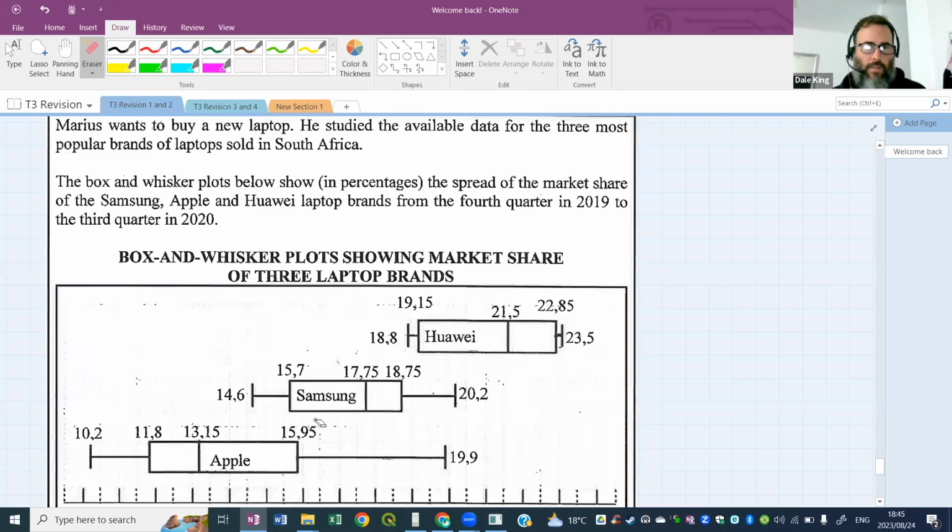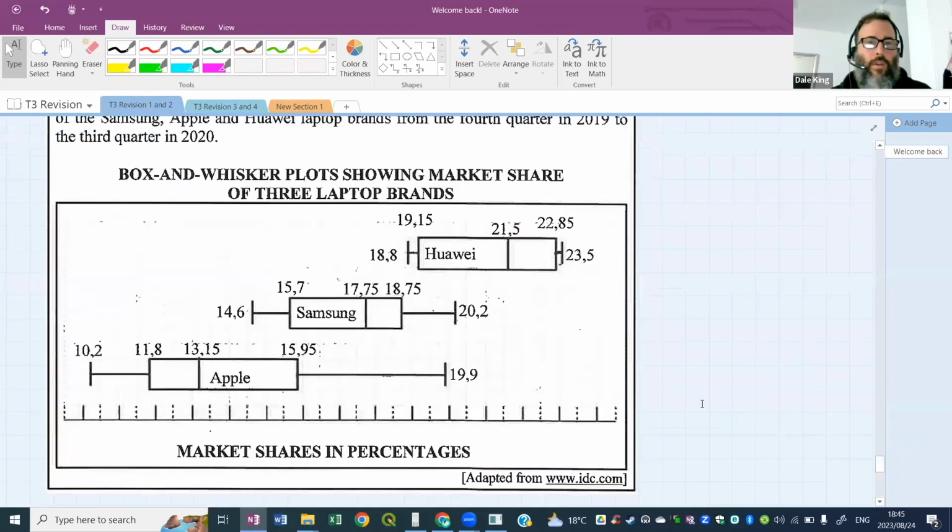Okay, so these 3 companies who sell laptops, we're showing the percentage of market share in the market. So we can see here that Huawei is owning more market share than Samsung, and Samsung owns more market share than Apple. That could be debatable, but this is what we've got in front of us. So Huawei owns more of the market than Samsung, and Samsung owns more of the market than Apple, which means Huawei has the most. Yes. Huawei has the most, Samsung has the second most, and Apple has the third most percentage of the market.